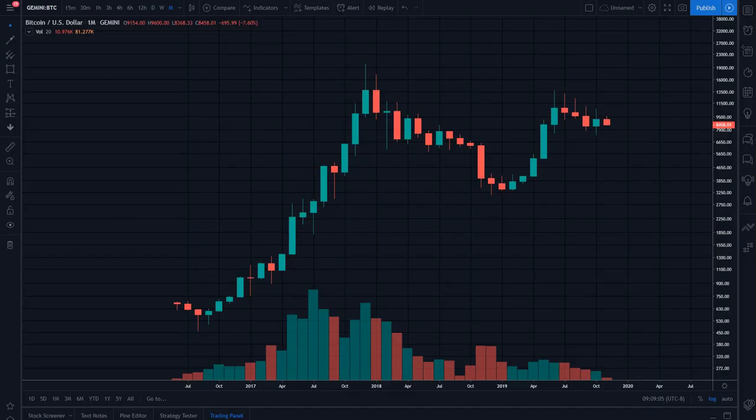Alright, so we're going to start off with a monthly here on the Gemini exchange. We like to go from bigger time frames to smaller time frames. This is called top-down analysis, meaning we start off with the monthly or the weekly, and then we slowly work our way to the daily, the 6 hour, the 4 hour, the 1 hour, and all the way down. So we can align all the different time frames into a single trade, so we have the best probability of actually being right. So let's look at the monthly here.